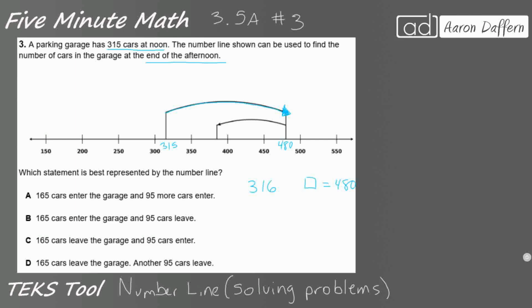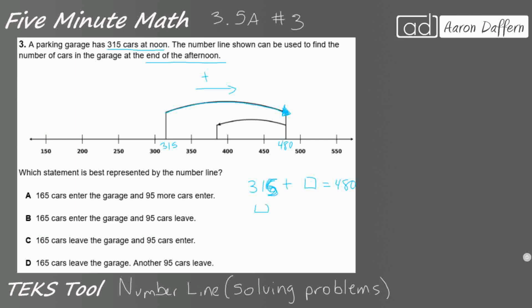How do we get from 315 up to 480? Well, we need to add something. So we can tell because our number's getting bigger. We can also tell because of the direction. Since it's moving to the right, when we move to the right on the number line, we are adding something. So what are we adding?